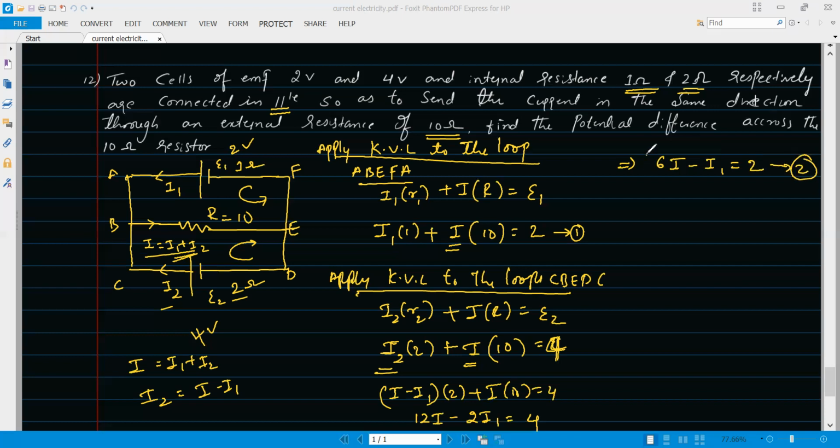Now equation number 1 and equation number 2 are simultaneous equations. Let us solve them. After simplifying, minus I1 and plus I1 just cancel when we add. This is 6I plus 10I, so 16I is equal to 2 plus 2, which is 4. So I is equal to 4 by 16, which is 1 by 4. This is nothing but 0.25 ampere. I hope you got this. This is the end of the problems.